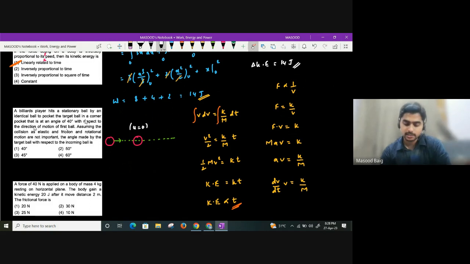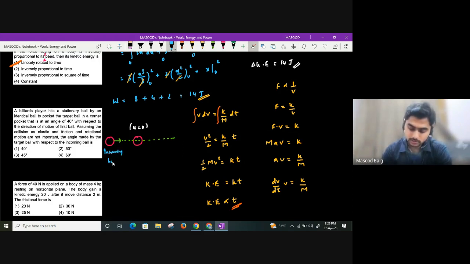Okay, so what they are saying, we have a corner somewhere over here, by an identical ball to pocket the target ball. So a billiards ball hits the stationary ball, an identical ball, to hit the target ball in a corner pocket that is at an angle of 45 degrees with respect to the direction of motion of the first ball. So this is our first ball. Let us say this is the target ball, guys. Assuming the collision, the angle made by the target ball with respect to the incoming ball they are asking. This question doesn't make sense actually because, so this is your incoming ball.